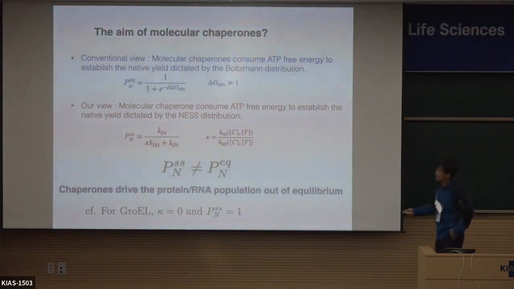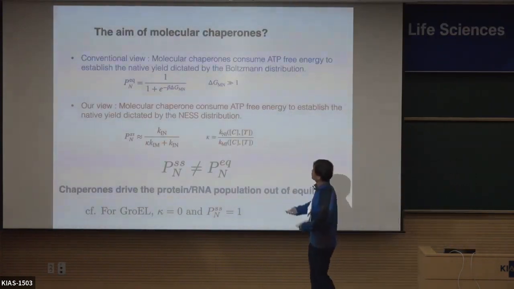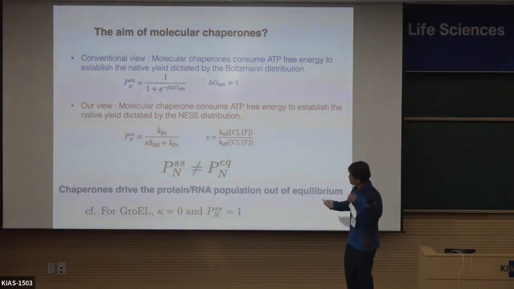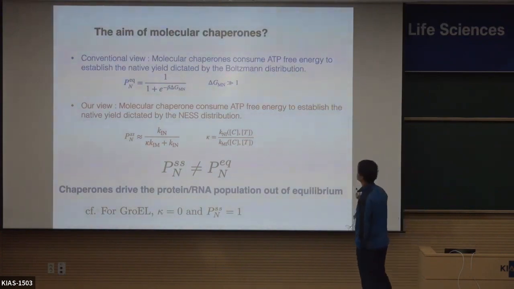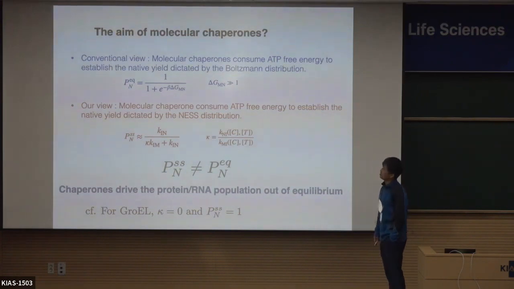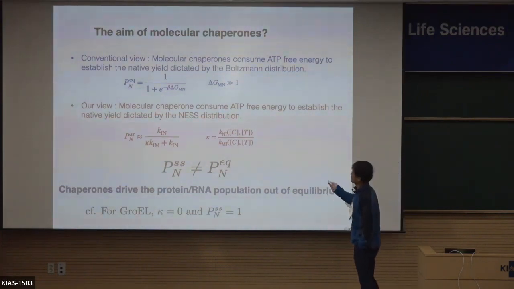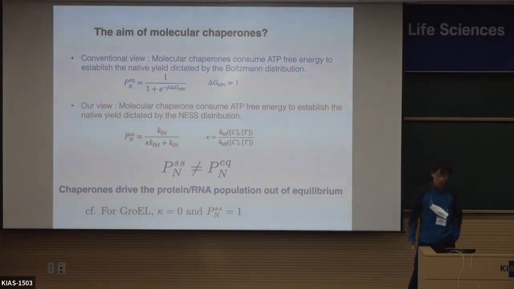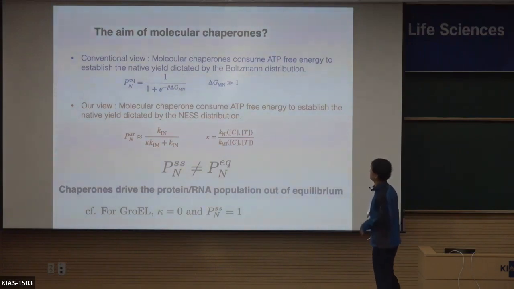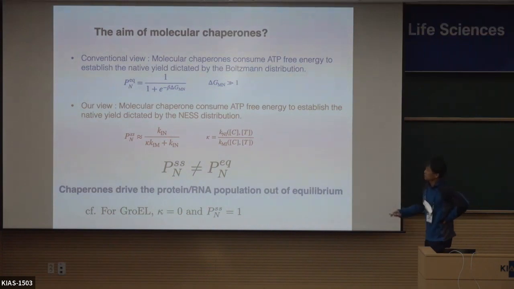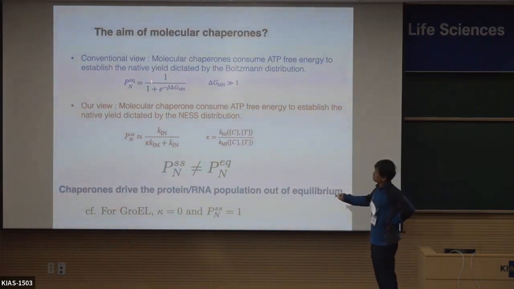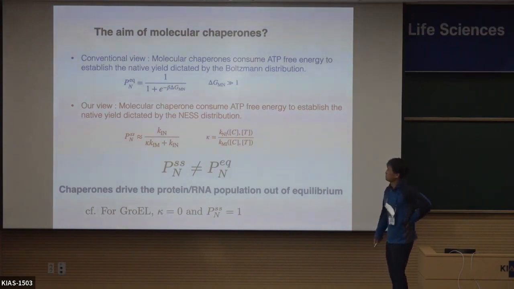So in fact, this is the conventional view. What is the aim of a molecular chaperone? In the conventional view, biochemists typically consider that the molecular chaperone consumes ATP free energy to establish the native yield by the Boltzmann distribution. But this was the conventional view, and our view is a little bit different. A molecular chaperone consumes lots and lots of ATP free energy to establish a non-equilibrium steady state distribution, dictated by this kind of kinetic rate constant. Therefore, this equilibrium distribution and steady state distribution should be different.